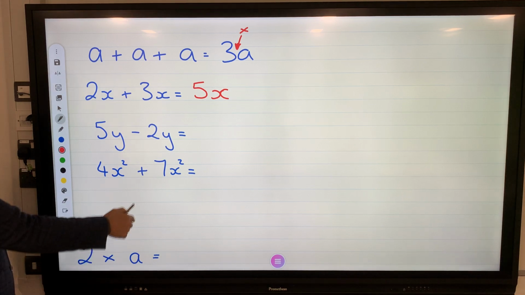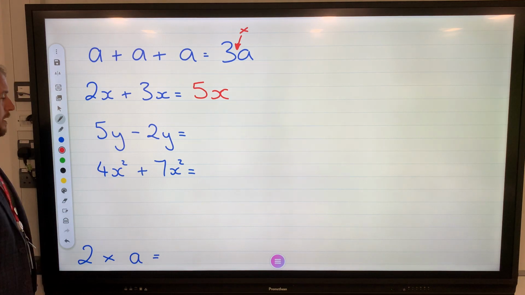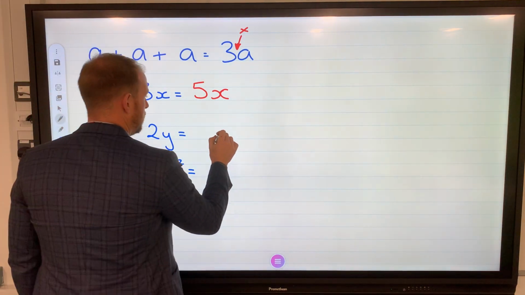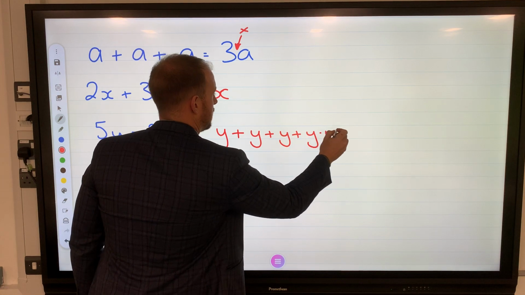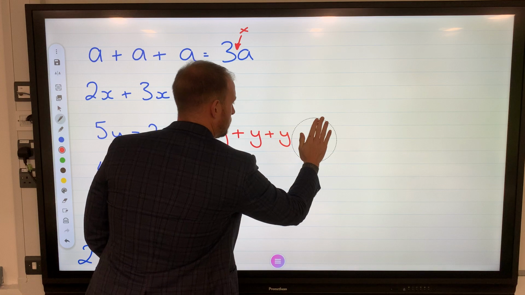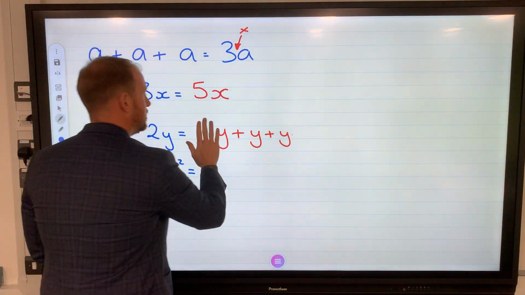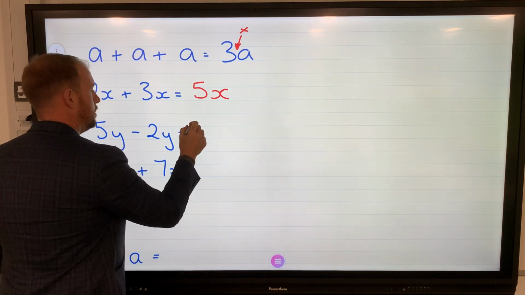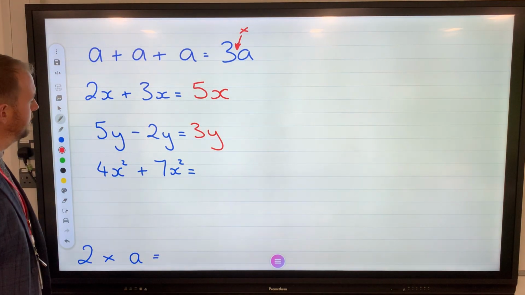So with that in mind then, if I have 5y subtract 2y, if I've got 5 y's, so y add y add y add y add y, and I subtract 2 of them, take 2 away, how many do I have left? I have 3 y's left over. 3y. 5y take away 2y is 3y.